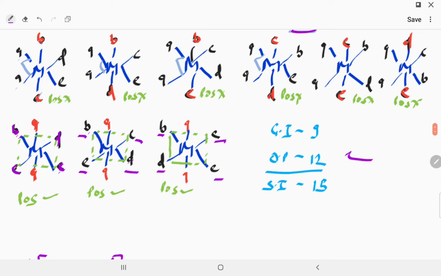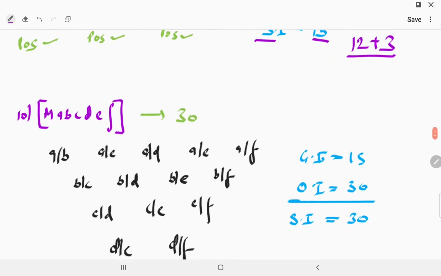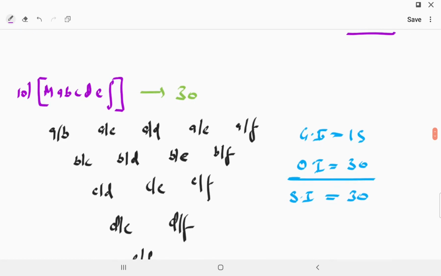So total optical are 12 and total geometrical are 9. Okay, so in this 9, the 6 geometrical we counted once, so the total stereoisomer count is 12 plus 3, total is 15. I hope guys this is very clear to you, and this is very important. Okay, for NEET and JEE point of view, that's very important.